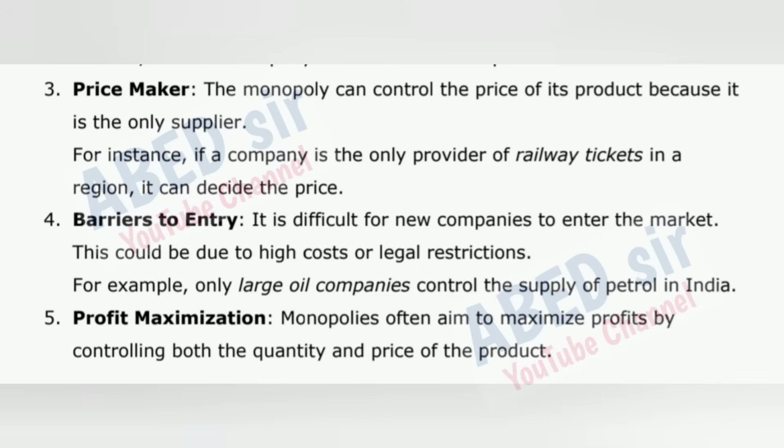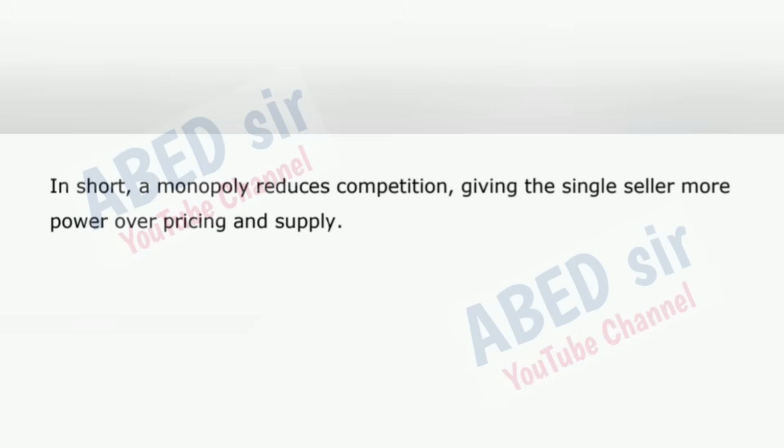4. Barriers to entry. It is difficult for new companies to enter the market. This could be due to high costs or legal restrictions. For example, only large oil companies control the supply of petrol in India. 5. Profit maximization. Monopolies often aim to maximize profits by controlling both the quantity and price of the product. In short, a monopoly reduces competition, giving the single seller more power over pricing and supply.